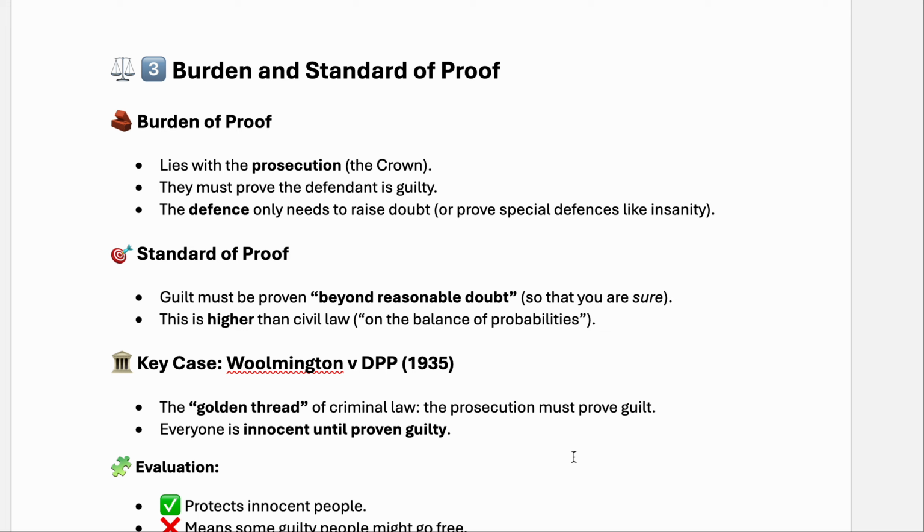Then we have standard of proof. The prosecution must prove guilt beyond reasonable doubt. In plain English, this means so that you are sure. Now, this is a much tougher standard than you would get in, say, a civil case. Now, in a civil case, you only require proof on the balance of probabilities. But obviously for crimes where people may go to prison, that standard of proof has to be much higher, doesn't it?